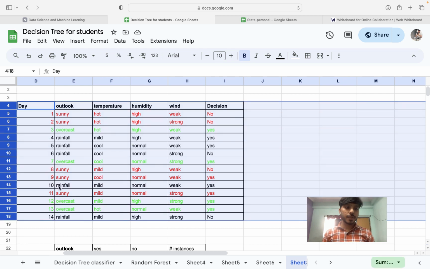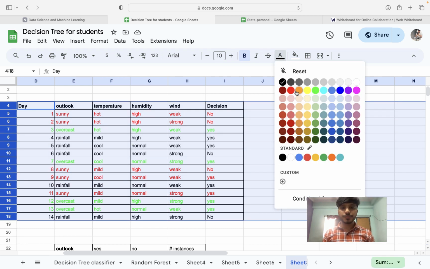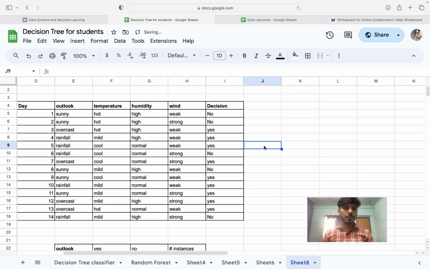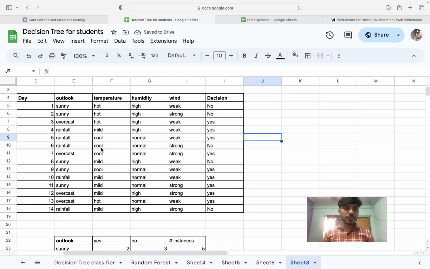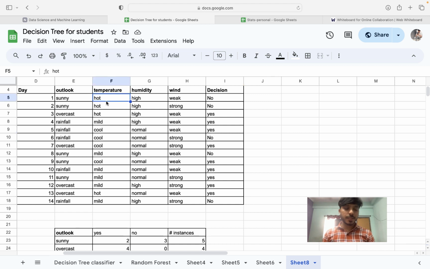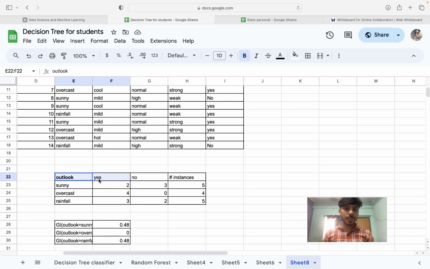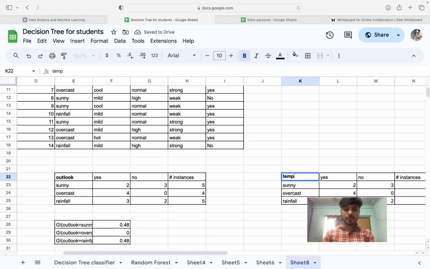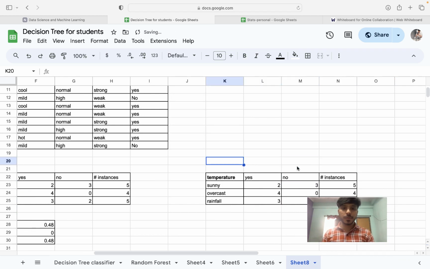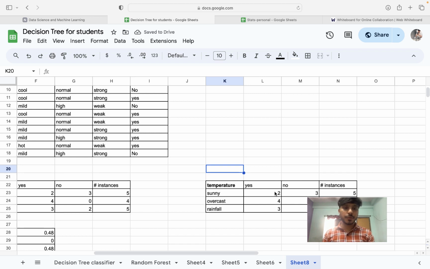So let me decolor everything. It looks tougher if you haven't done this before, but when you do it on your own, it is really easy. So in temperature, the unique values are hot, mild and cool. So let us create the same table of that sort. Instead of outlook, I'm going to write temperature, yes, no, and total number of instances. I have hot, then mild and cool.